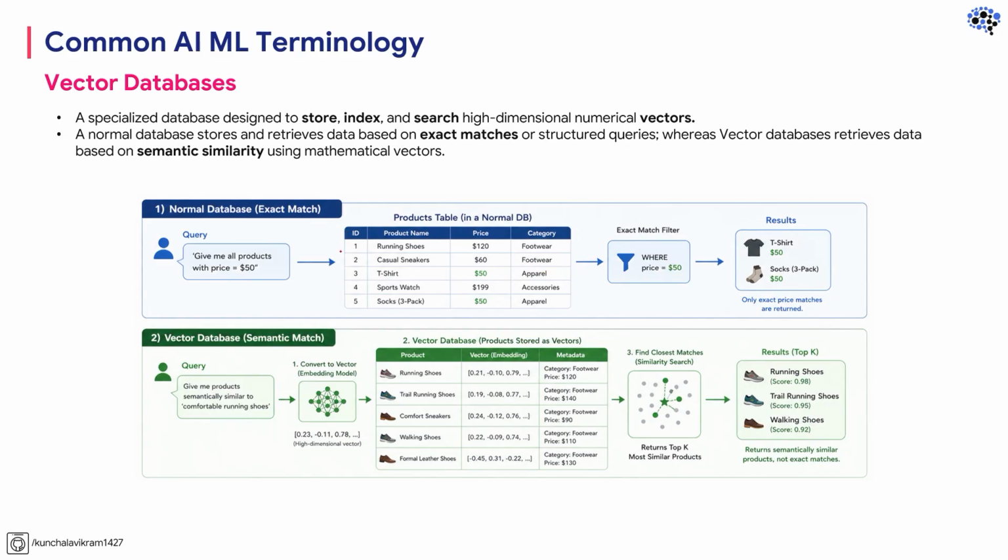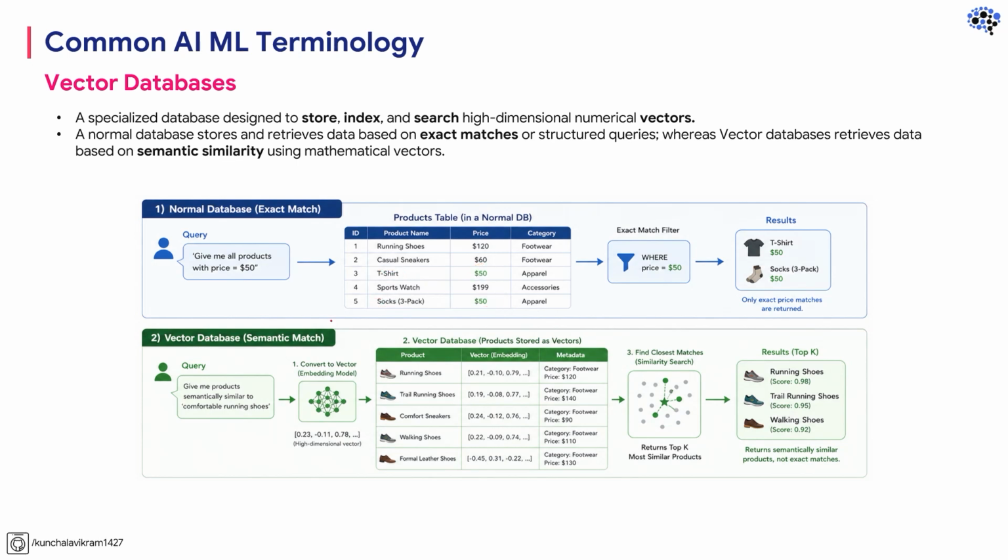For example, you can see this is a perfect table, right? The vector databases store the embeddings. So if you want to know the difference between a normal database and a vector database, for example, using an SQL or structured query language query, if I ask the database to give me all products with price $50, you can see it is giving me the output as t-shirt and sock, because the query is matching the $50 that I need.